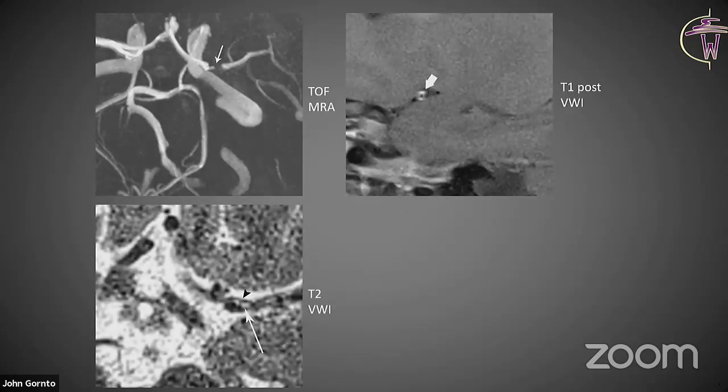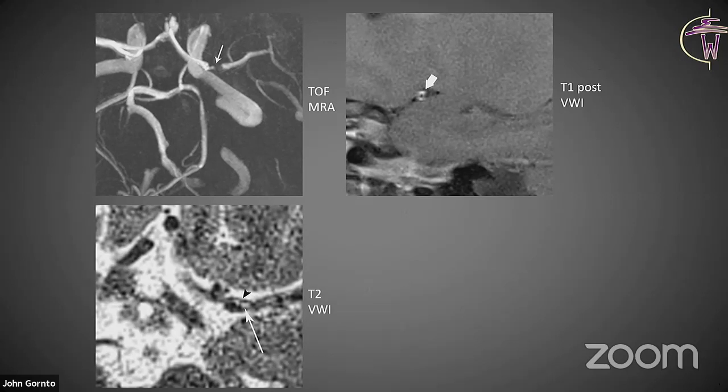And here's just an example. You can see a high-grade stenosis involving that left MCA, and this was one of the first vessel wall imaging cases I ever did. And you can see that concentric enhancement associated with it right here. And so the question is, is that vasculitis? Is that atherosclerosis? Is that something else?